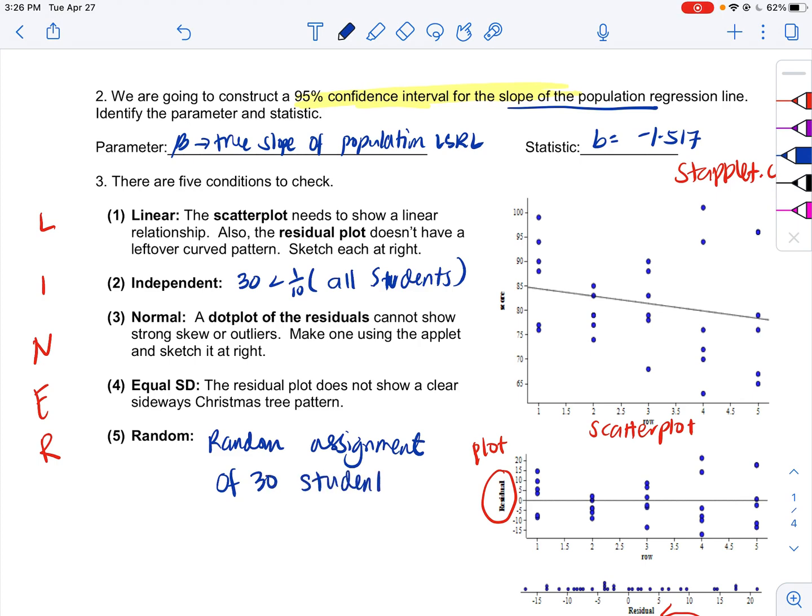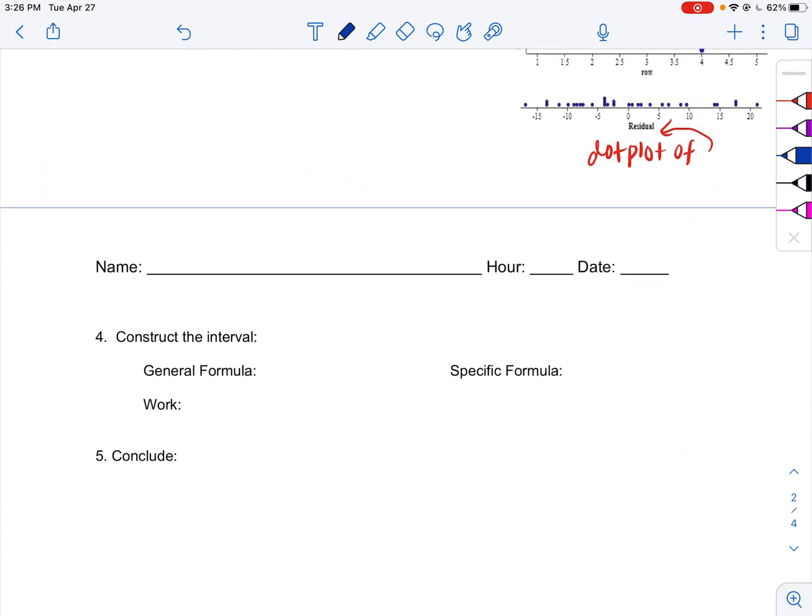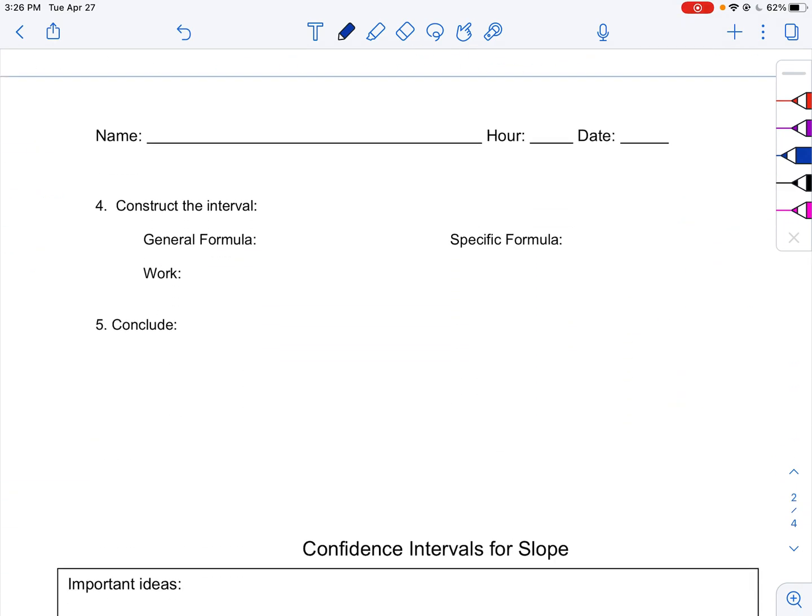Of 30 students. All right, moving on. We are going to construct our interval. The general formula never changes. It's point estimate, and our point estimate here is the slope, plus and minus our margin of error. So that is the specific formula.